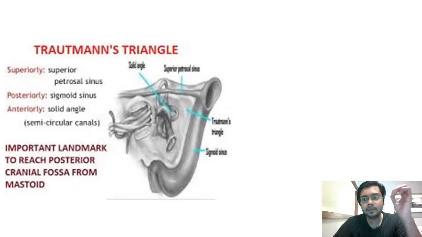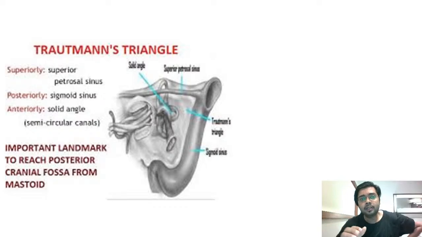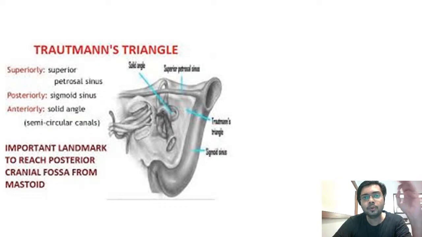Now another very important triangle is there, that is called Trotman's triangle. And why is it important? It is important because you use this triangle as an approach to enter into the posterior cranial fossa from the mastoid. So if you need to approach posterior cranial fossa pathology through the mastoid, you need to drill between this triangle, and that is why it is important for you to know the boundaries.